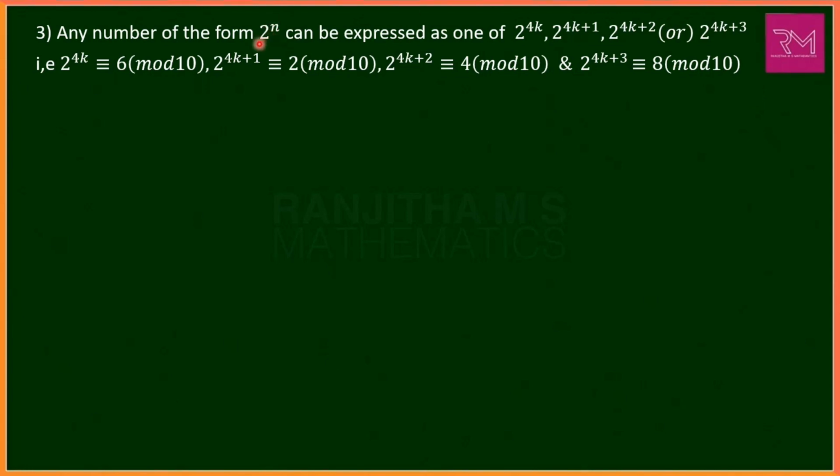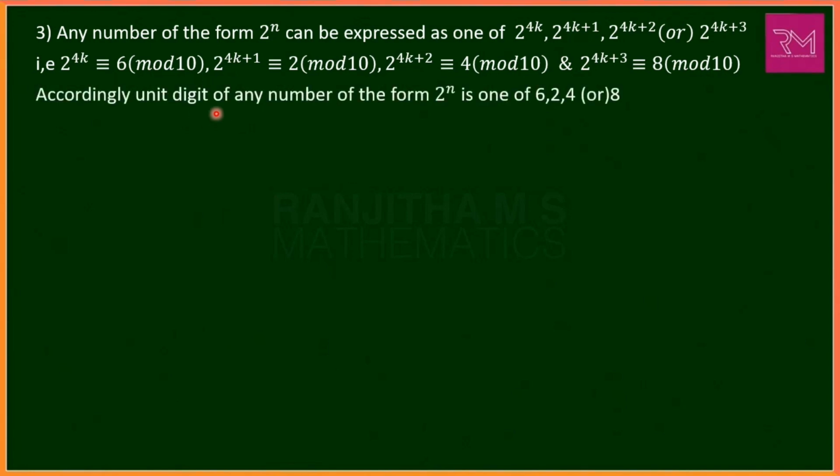So any number of the form 2^n can be expressed in one of these four forms, that is 2^4k, 2^(4k+1), 2^(4k+2) or 2^(4k+3). If any of these four values is satisfied, we can take the congruence method like this. So here 6, 2, 4, 8 are the unit digits for the form 2^n. Therefore, we can conclude that the unit digit of any number of the form 2^n is one of these: 6, 2, 4 or 8. So 6, 2, 4, 8 is nothing but the unit digit or last digit for the given form 2^n.